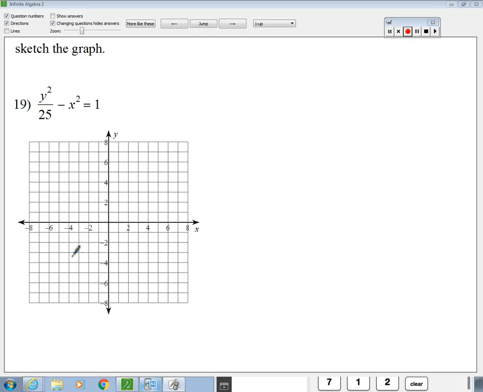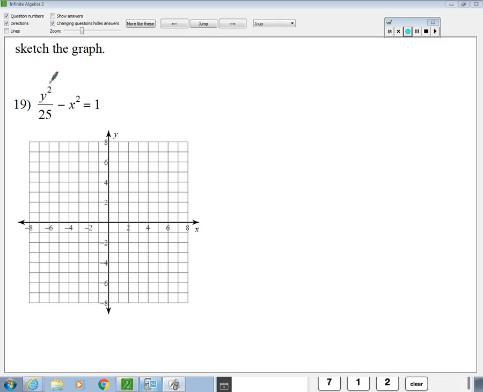Sorry, not my best box. Okay, then from there we know it's vertical, so it will open up and down. Now keep in mind, we're just doing a rough sketch of this because on the test it's multiple choice. So you're going to have 4 different graphs to look at and just pick the right one.